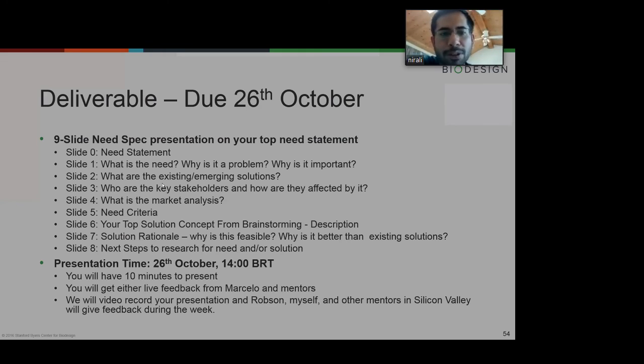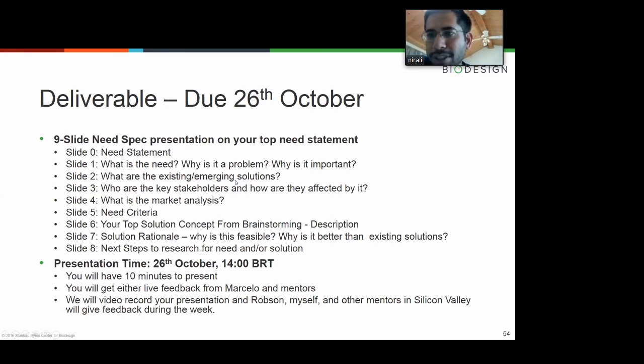Okay, then number 2, what are the existing emerging solutions? So you guys, this should be familiar from my presentation earlier. This is basically the need specification, right? Who are the key stakeholders and how are they affected by it? So who makes decisions related to this? Who's affected by this need? And what and how? And so you kind of want to go through the whole flow of the stakeholder.